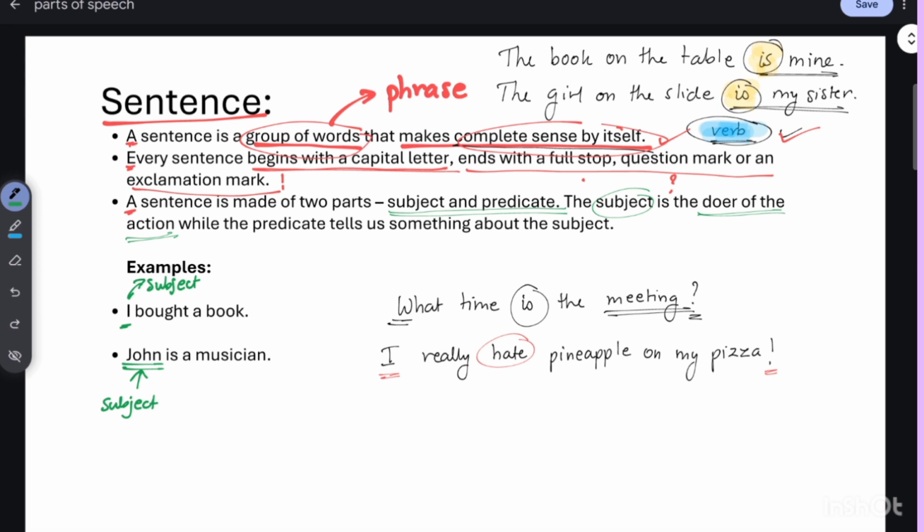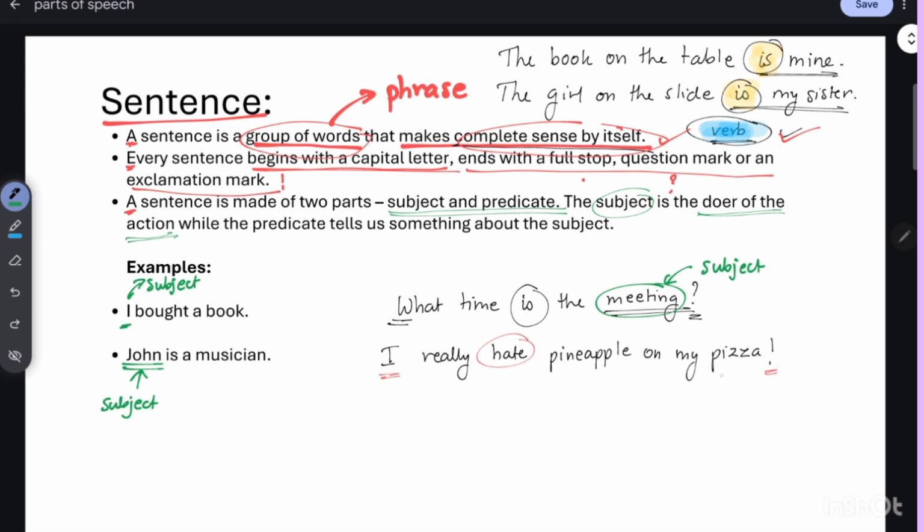What time is the meeting? Your meeting is the important part, because we are not talking about time, we are talking about when the meeting is going to happen. What is the important element here? Meeting. So meeting is going to be the subject.